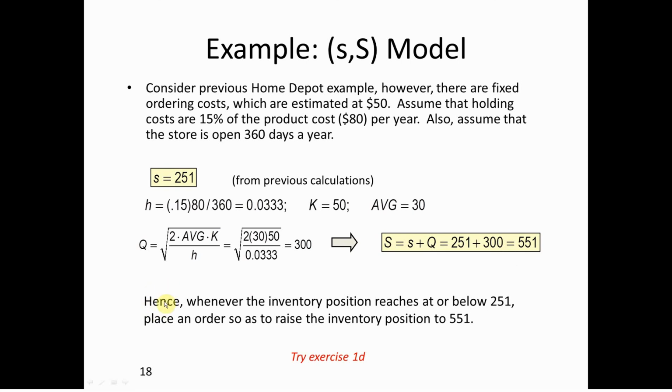When do we do this? Now the tricky part here is to remember that when we drop below our reorder point of 251, that's when our IP, our inventory position, which is again our on hand plus on order minus our back order, drops below 251. Then we're going to order enough not to get to 251, but to get to 551. Again, because that's going to help balance out our holding and our ordering costs. So if you try exercise 1D, it's going to be very similar to this.